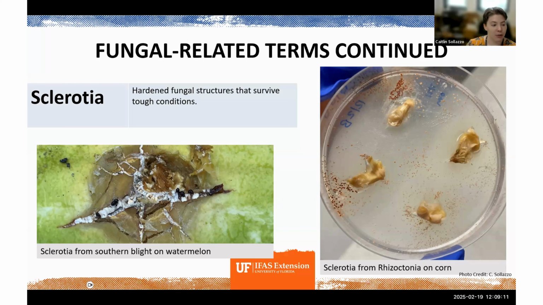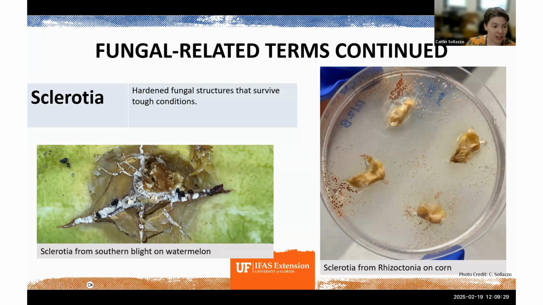So this is an example of sclerotia, southern blight on watermelon. If you remember, I think it was the first picture I showed of the necrotroph where the watermelon was just being consumed from one side to the other. That's the same pathogen. There's little orange seeds in here.